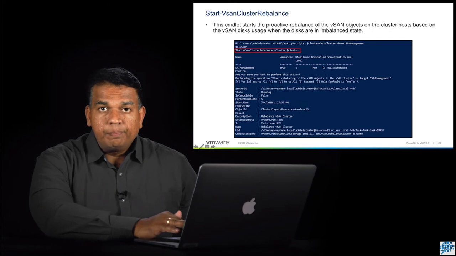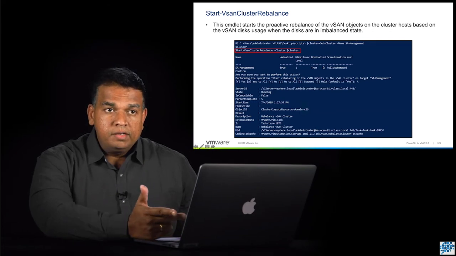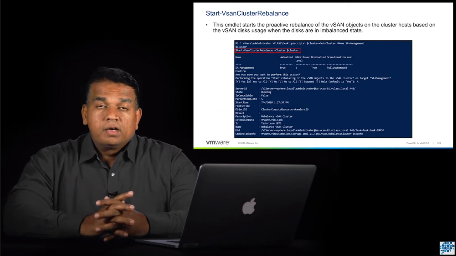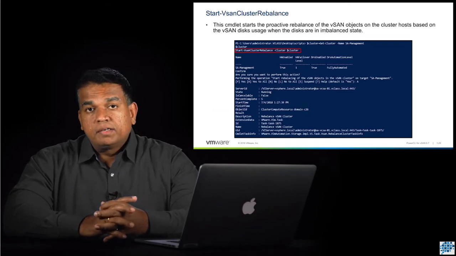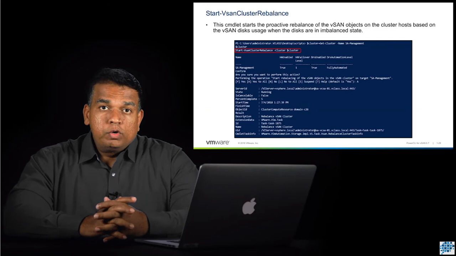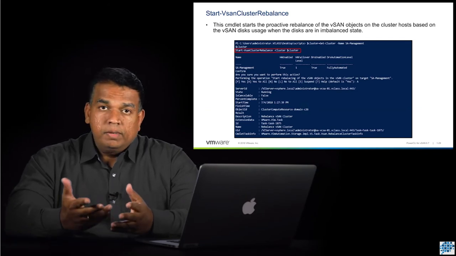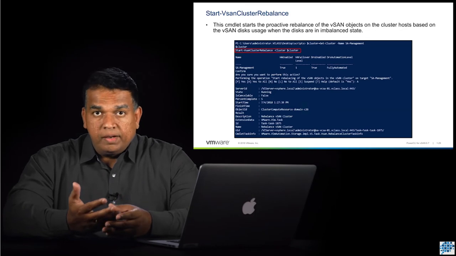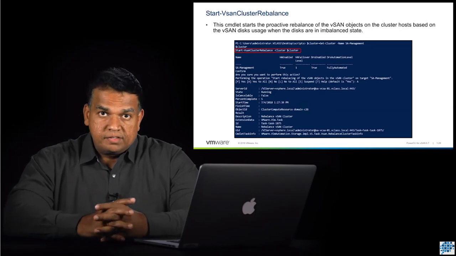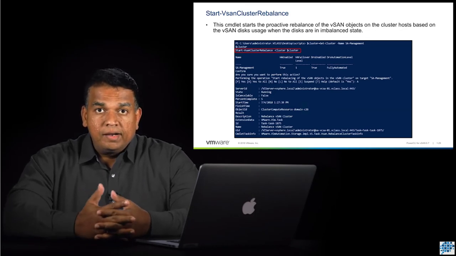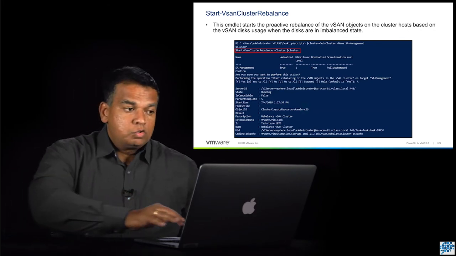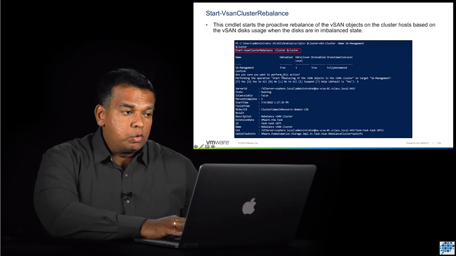This proactive rebalance usually can be launched using the graphical user interface, but suppose you want to do it in a script, where you want this to happen automatically, or you want to apply this to a number of vSAN clusters. Then we need this commandlet to make that happen in an automated fashion. So let's take a look at what the output looks like.